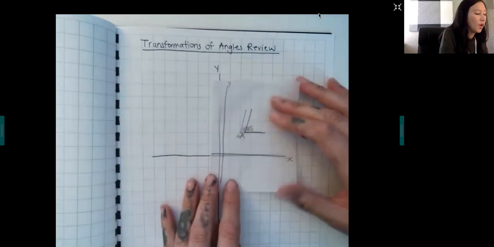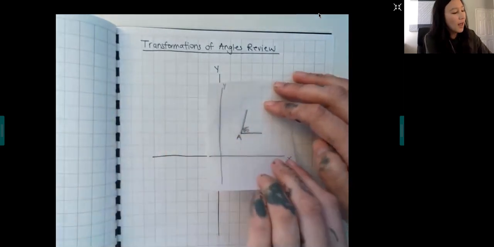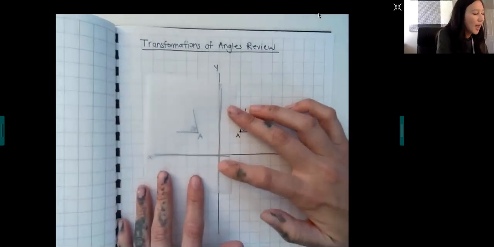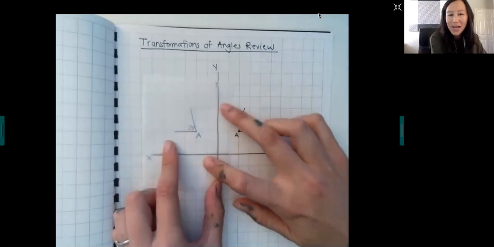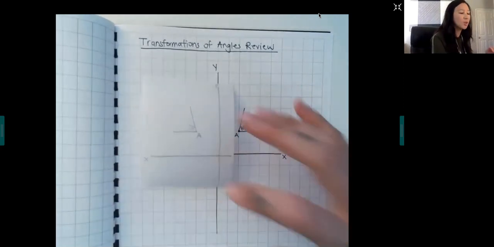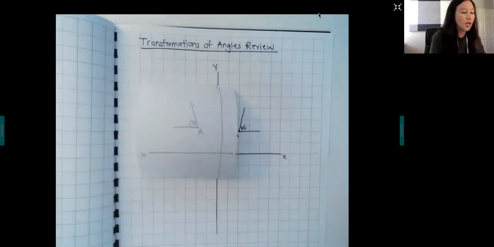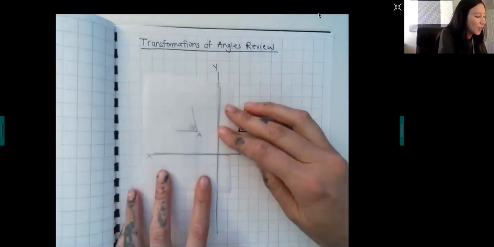If you go back and you flip it or reflect it across the y-axis, you're just picking it up and flipping it. So the angle measurement is still going to be exactly the same as it was. So remember that. The angles are not going to be changing. You're just either flipping it or sliding it wherever they tell you.